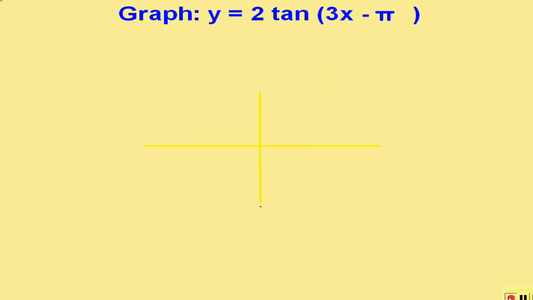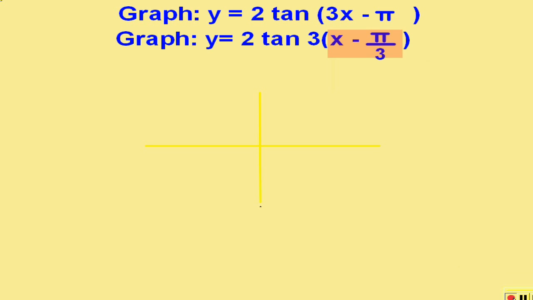Graph the tangent equation y equals 2 tan(3x minus pi). Our first step will be to factor a 3 out of the parenthesis so that we have it in translated form. After factoring out a 3, we are left with x minus pi over 3.